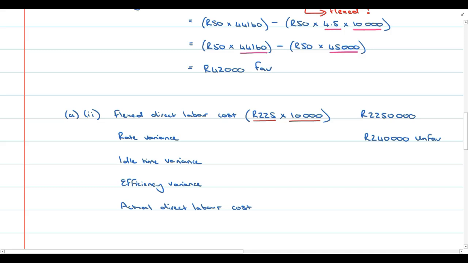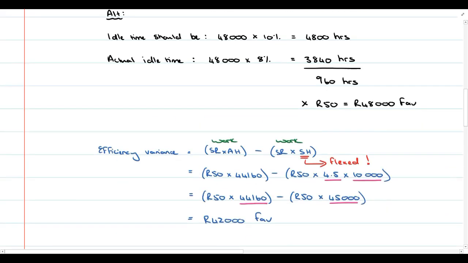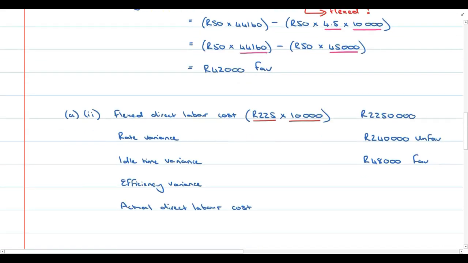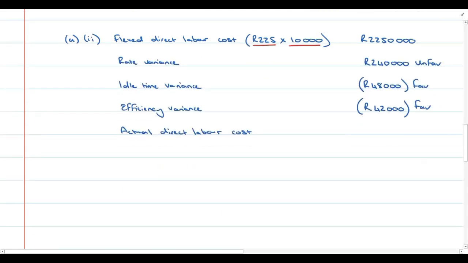The idle time variance and the efficiency variances were both favorable. The idle time was 48,000 Rand favorable, and the efficiency variance is 42,000 favorable. And if these variances are favorable, it should reduce your cost. Remember, if the variance is favorable, it means that your actual cost must have been less. So favorable variances will decrease your actual labor cost, and unfavorable variances will increase the actual labor cost.